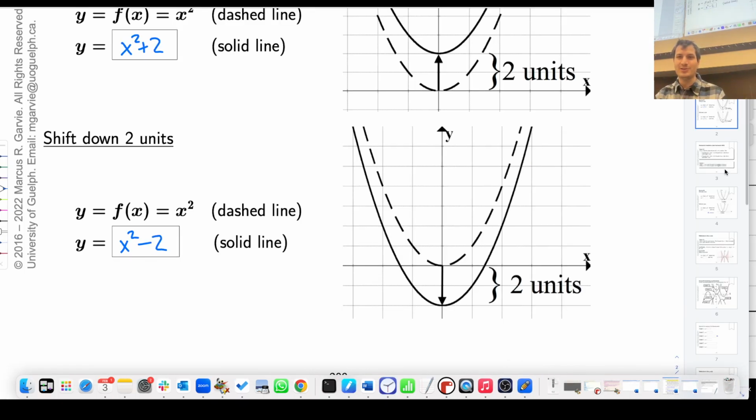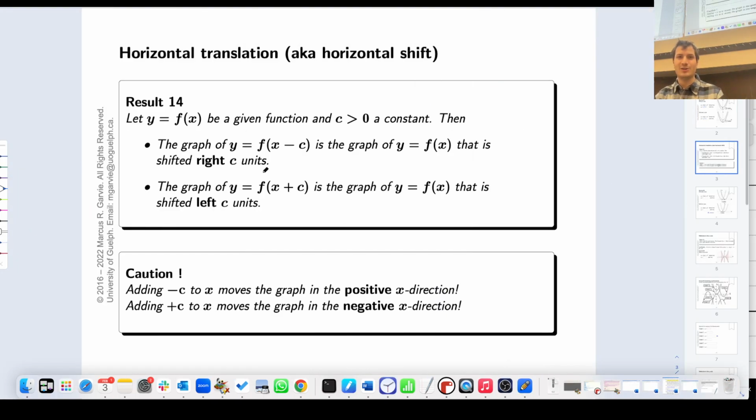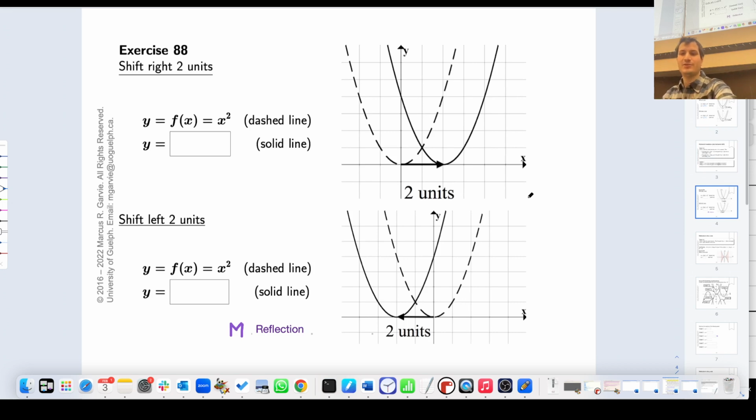So that's very important to write down correctly. And here it's written correctly. So f of x plus c is moving to the left. F of x minus c would be moving to the right. Here's the picture.